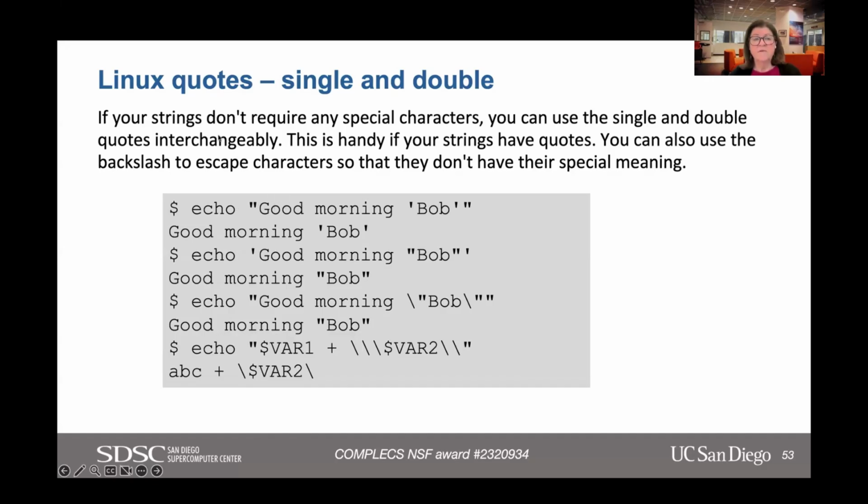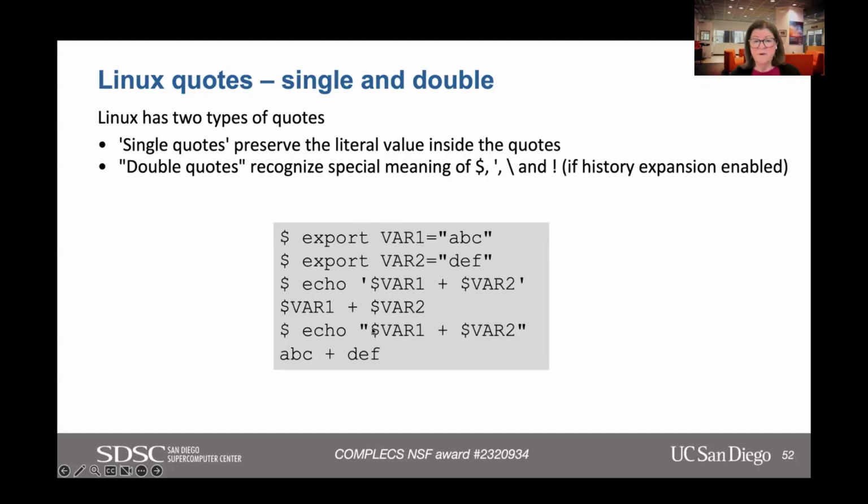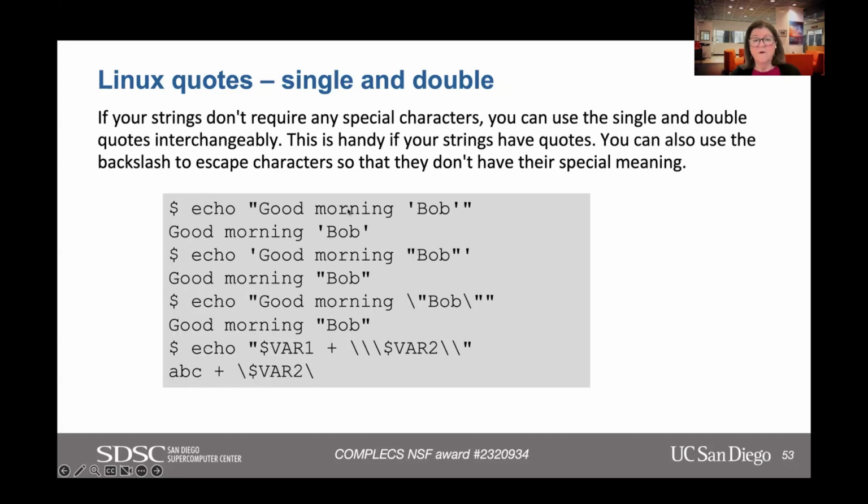Here's another example. If your strings don't require any special characters, you can use single and double quotes interchangeably, because you're not confusing the system with, is this an operator? Is this an operator? It's just all strings. So double quote, good morning, Bob, single quote, double quotes. It prints out good morning, single quote, Bob, single quote. Or single asterisk, single quote. Sorry about that.